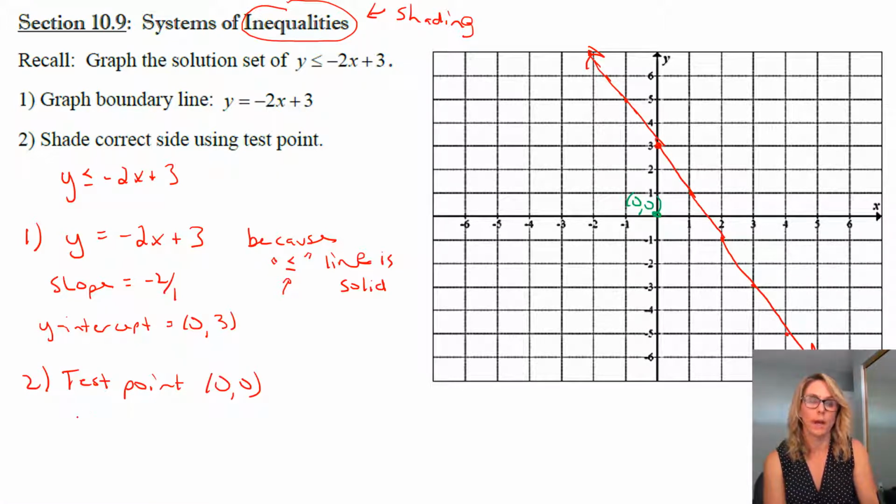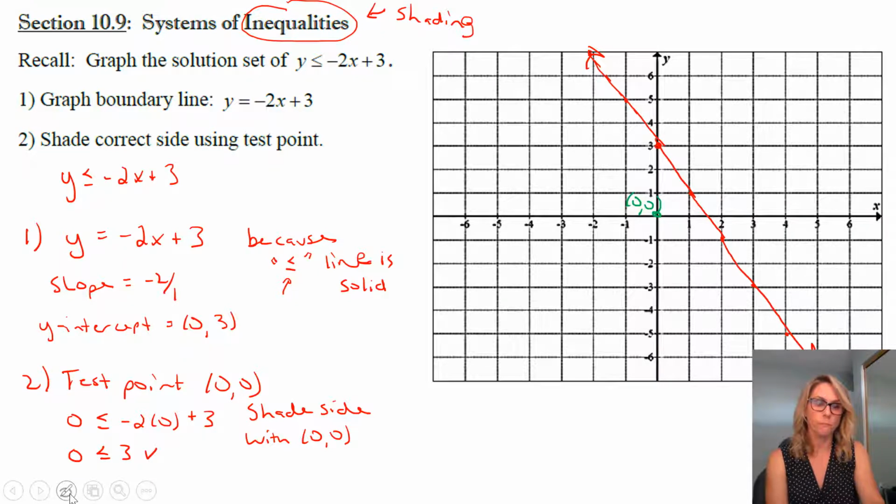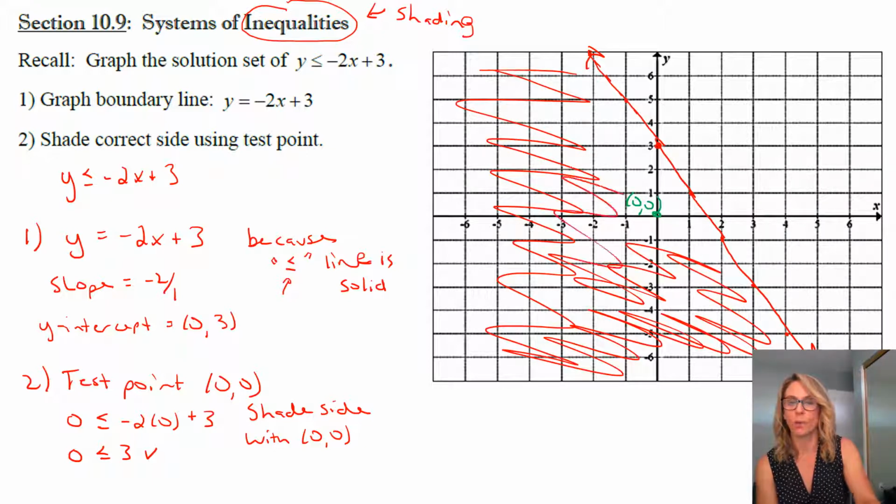So I have y is less than or equal to negative 2x plus 3. So I plug in 0, 0. I have 0 is less than or equal to 3. I check, is that true? Yes, it is. So that tells me to shade the side with the 0, 0. So now I'm going to come back, and it's exactly what you think. I'm just going to shade this side. I'm shading the whole side.